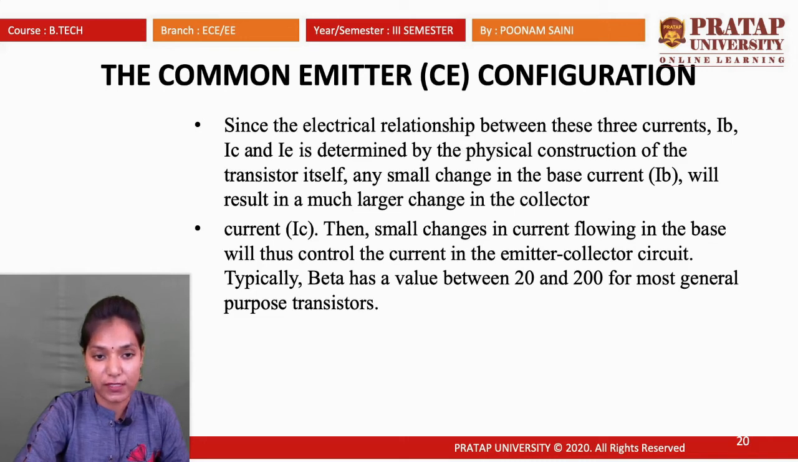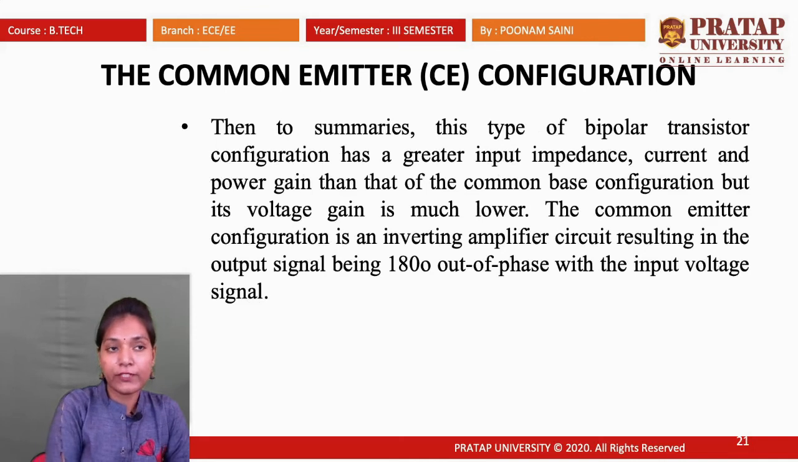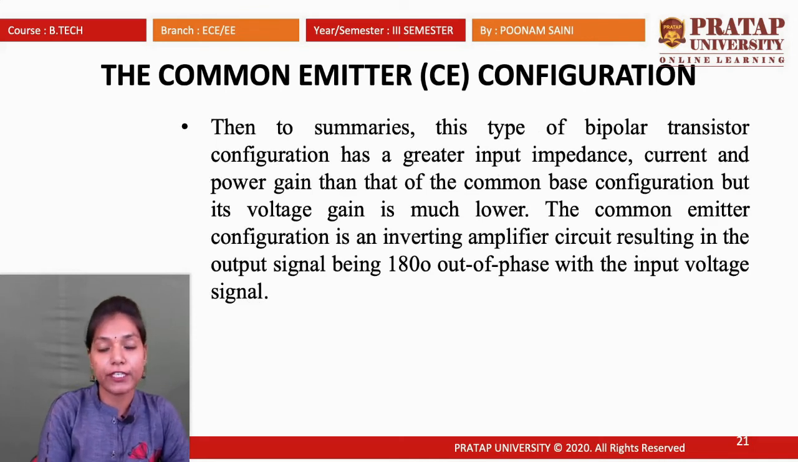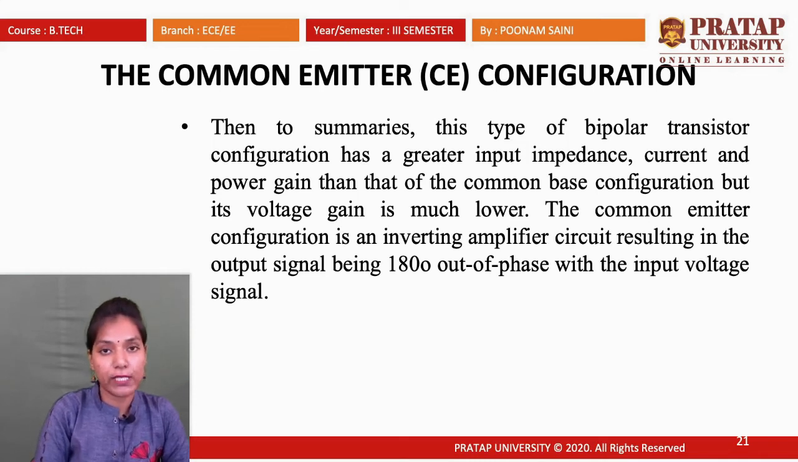construction of the transistor. Now we can summarize that this type of BJT configuration has a greater input impedance, current and power gain than that of the common base configuration, but its voltage gain is much lower. The common emitter configuration is also an inverting amplifier circuit, resulting in the output signal being 180° out of phase with the input voltage signal.